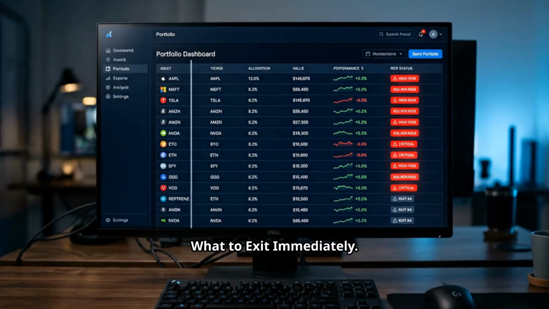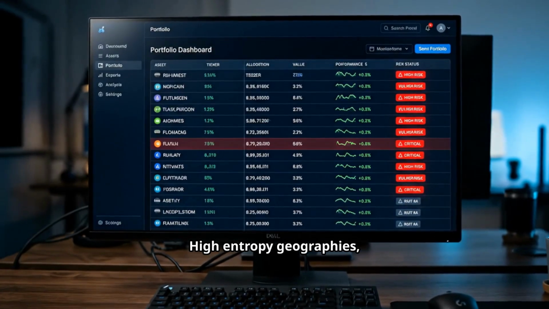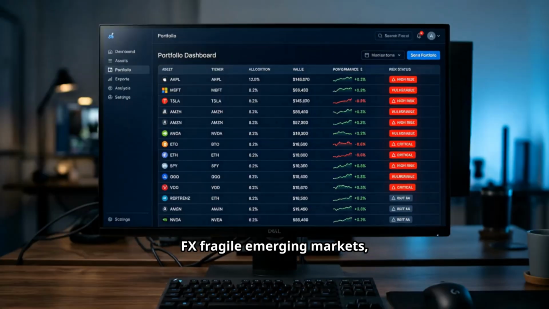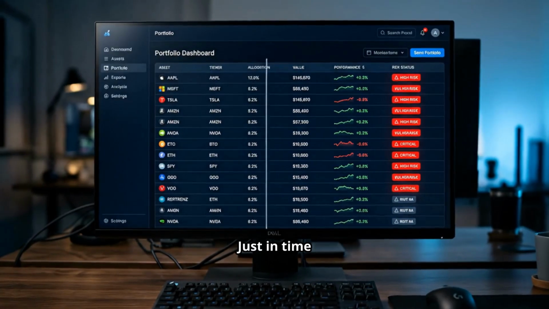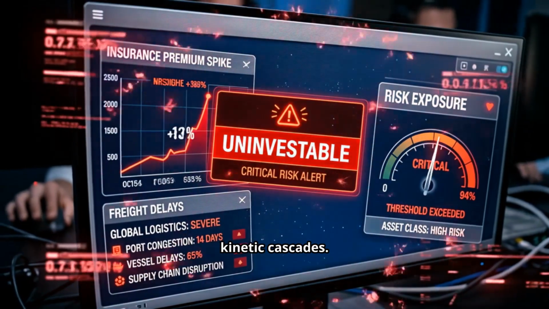What to exit immediately? Single-source supply chain equities, high-entropy geographies, FX fragile emerging markets, leveraged logistics firms, just-in-time manufacturing models. These become uninvestable during kinetic cascades.